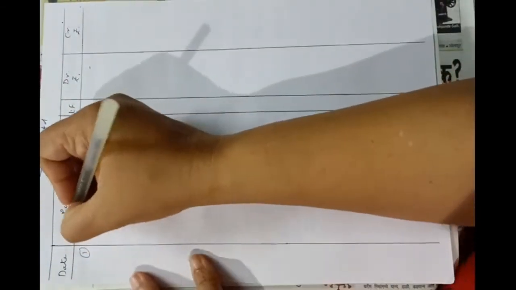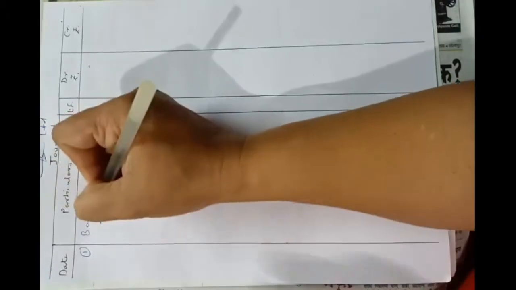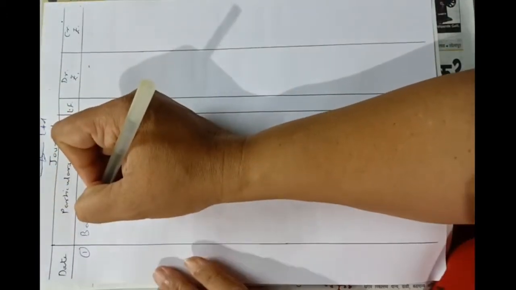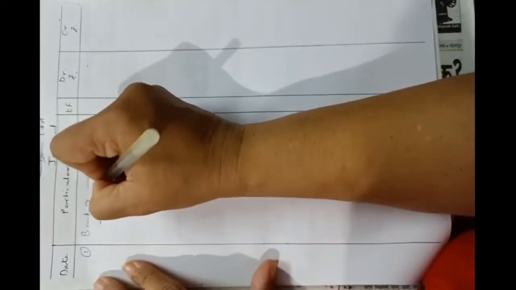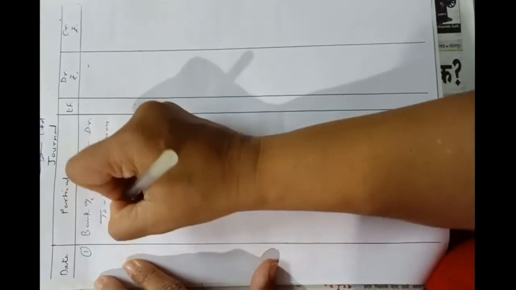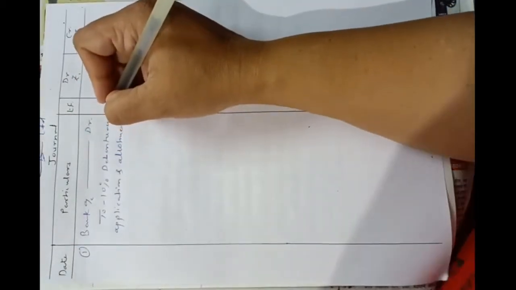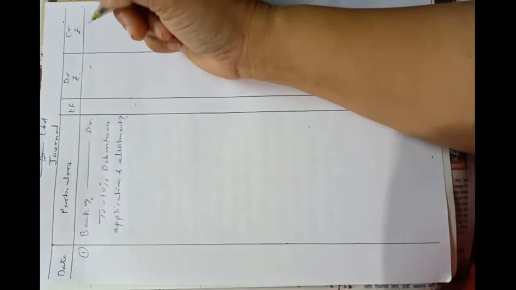First entry will be bank account debit to 10% debenture application and allotment account, and narration.